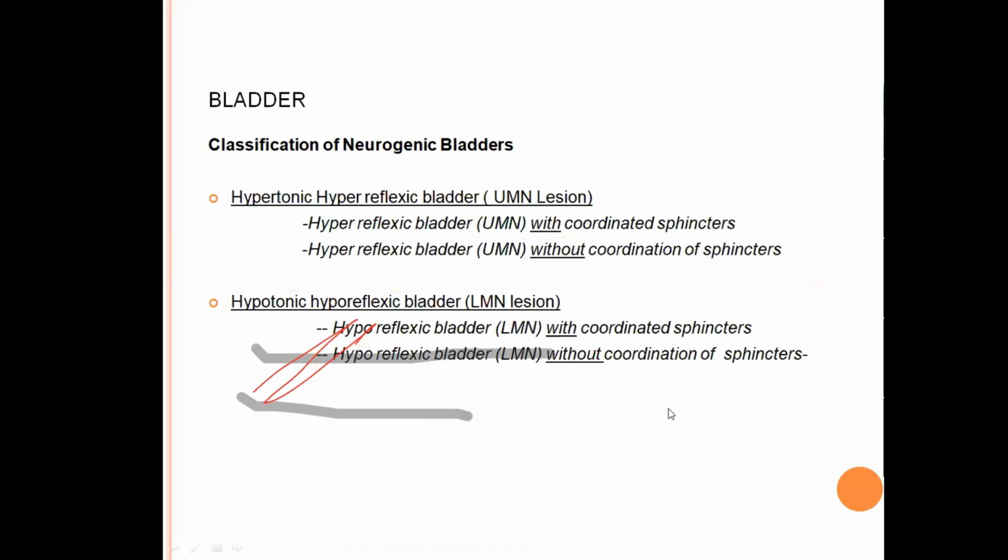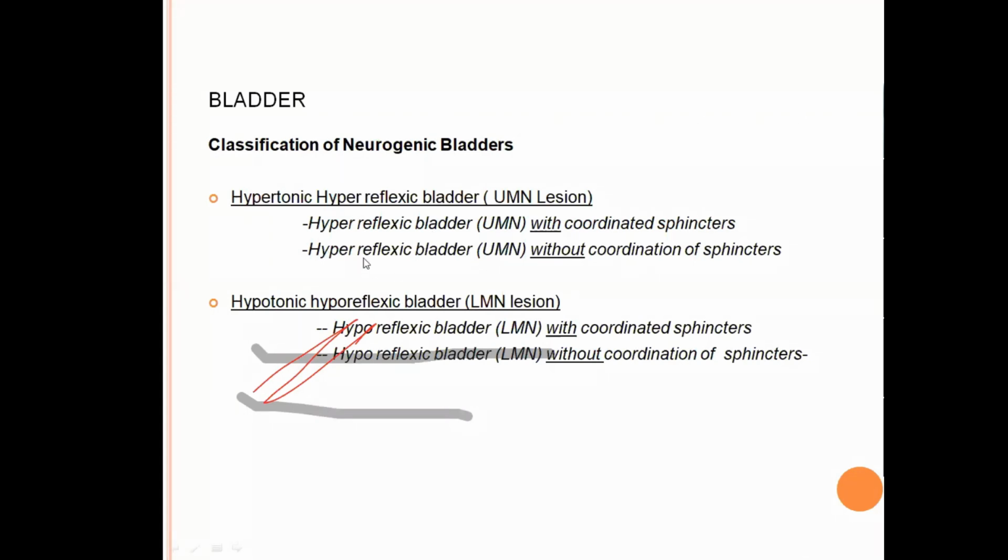Now, how do we classify the bladder? There are varieties of classification of neurogenic bladder, and I usually teach my students the very clinical type of classification. One is the UMN lesion, which is hypertonic, hyperreflexic bladder. So when the bladder contracts, normally physiologically the sphincter has to open so that there is a total evacuation. So that is called a hyperreflexic bladder with coordinated sphincter. So even though the person is going to the washroom frequently, there is a total evacuation of the bladder because the sphincters open whenever there is a contraction of the bladder.